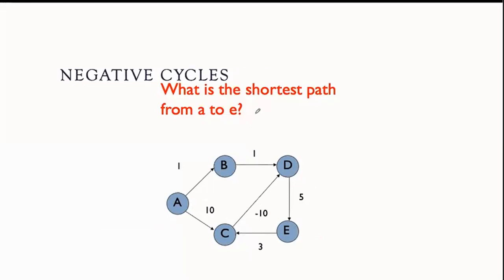Is it clear? So this is the Bellman-Ford algorithm to find out the single source shortest path, that is, the path from one vertex to all the vertices.